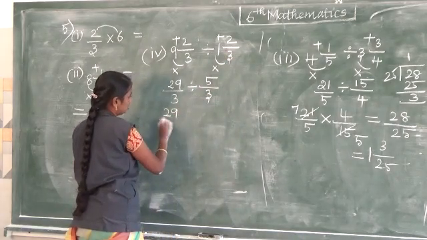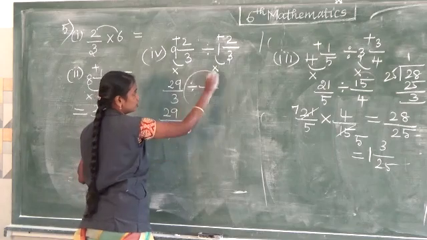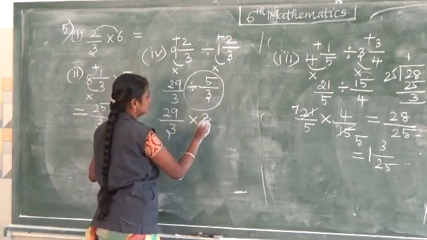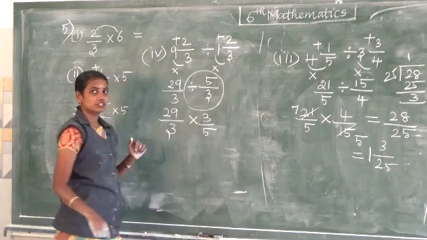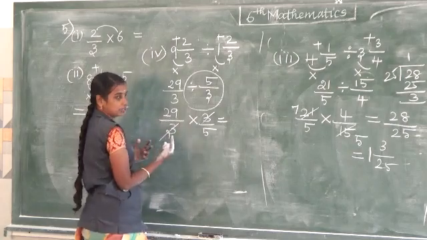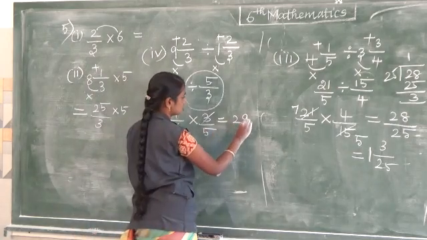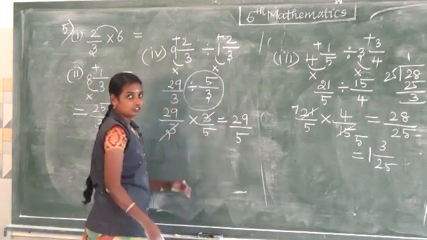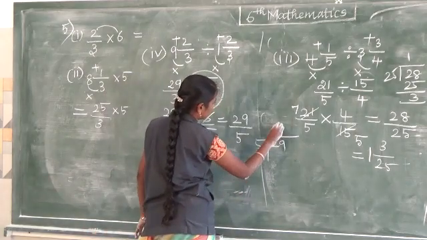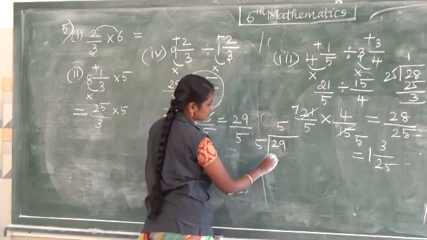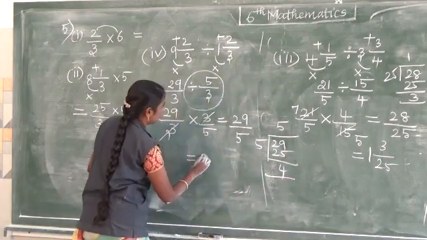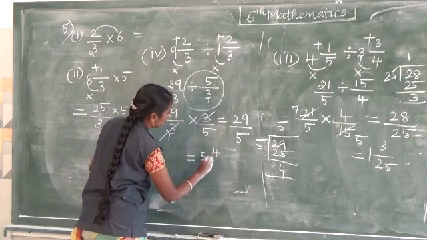Conversion 29 by 3. This only you have to take the reciprocal of. Multiply, and 3 by 5. Then 3 and 3 you can cancel. 29 will not be cancelled by 5 table. Write as it is, 29 by 5. 5 table, 29 how many times will come? 5 times. 5 5s are 25. Remainder 4. You can write as 5 4 by 5.